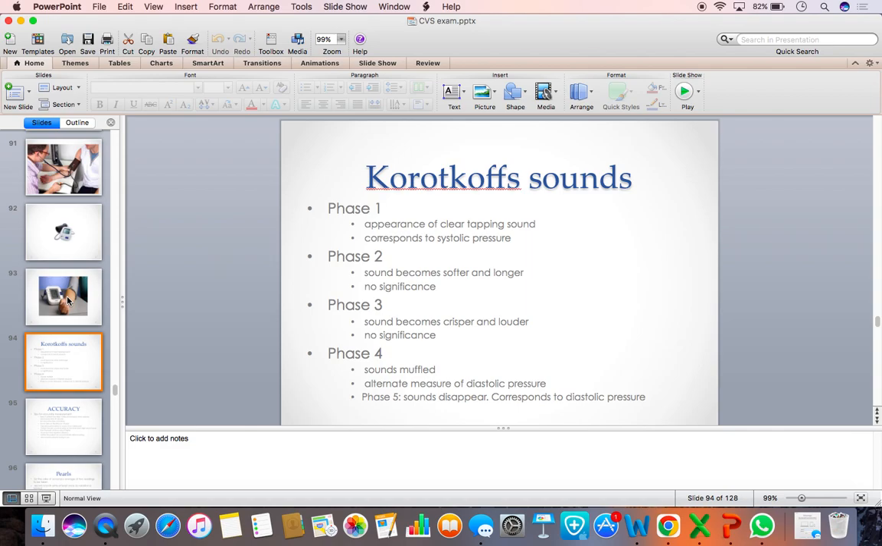And finally, phase 5, sound disappears. This usually corresponds to diastolic pressure. Well, on certain occasions, the sounds get muffled and never disappear. So we take the phase at which sounds are muffled as an alternative method to record the diastolic pressure. But usually, when the sounds disappear, that stage we consider as the diastolic pressure.